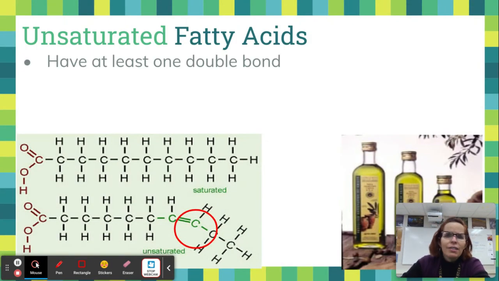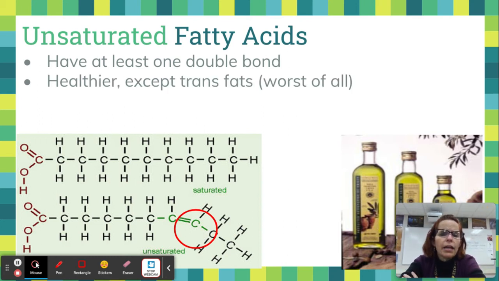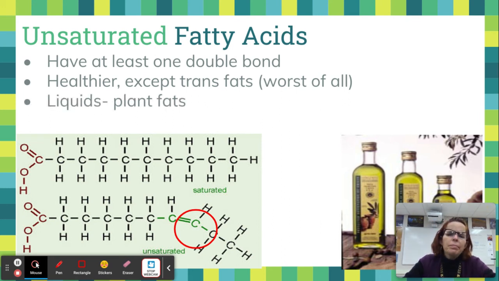The unsaturated fatty acids, as I'm sure you can guess, have at least one double bond. So there's the double bond, circled in red. The double bond actually causes a kink in the fatty acid itself, so it causes it to bend. They tend to be healthier, although the trans fats are the worst of all, and they've been by and large removed from the American diet. So most products, if you look, you'll see that they don't have trans fats anymore like they used to.